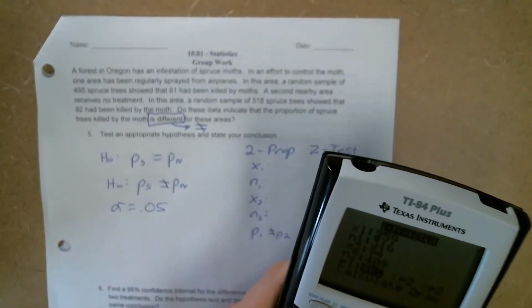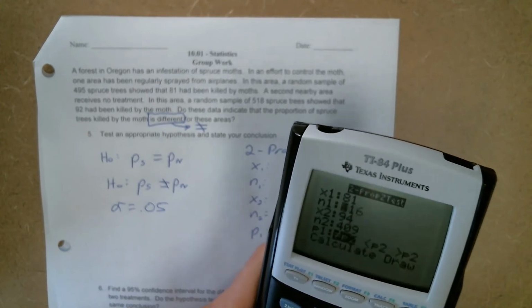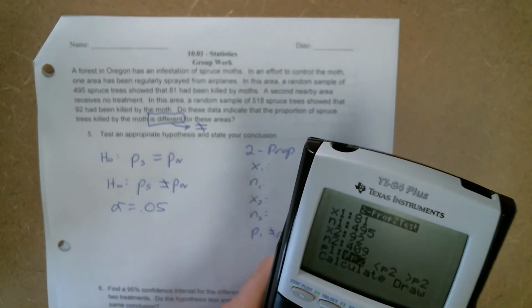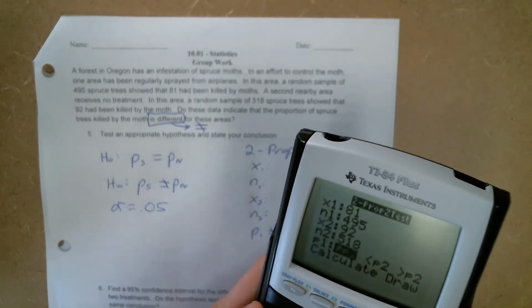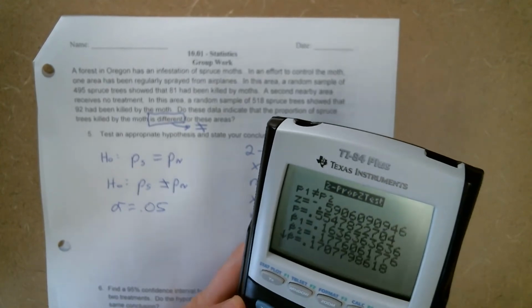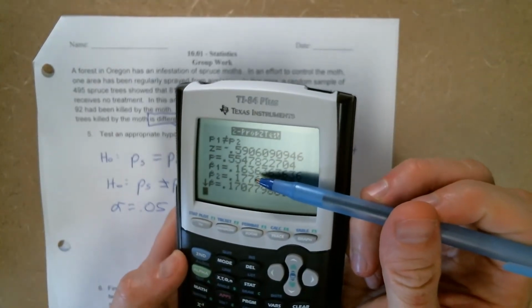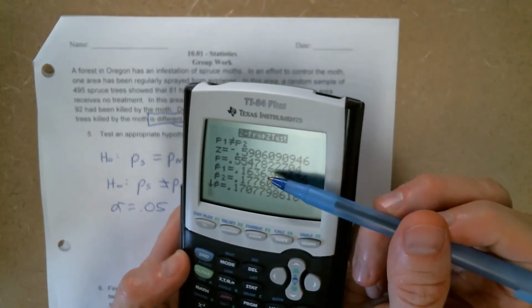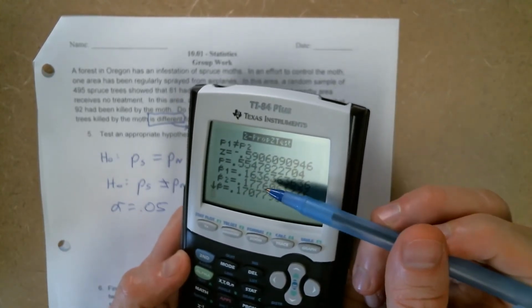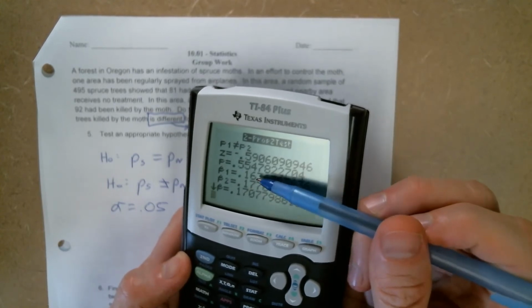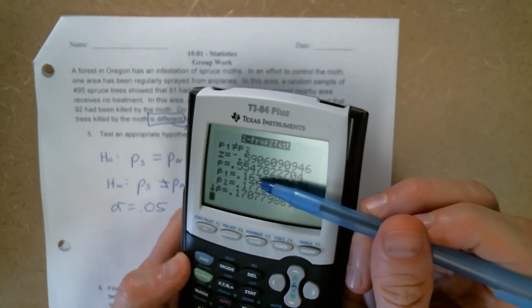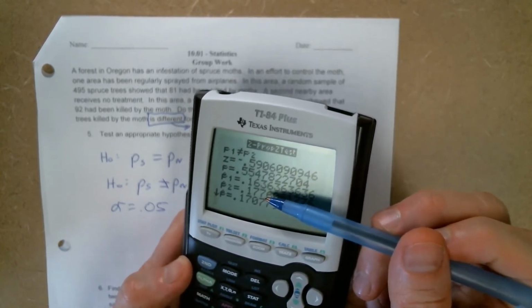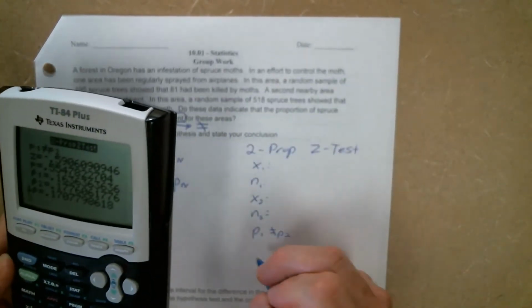And this time we're doing 81 out of 495 and 92 out of 518. So there are our two sample results. All right, one was 16.36%, one was 17.76%. Is this gap large enough that it's significant, or can we not rule out the possibility that the spray didn't do anything?